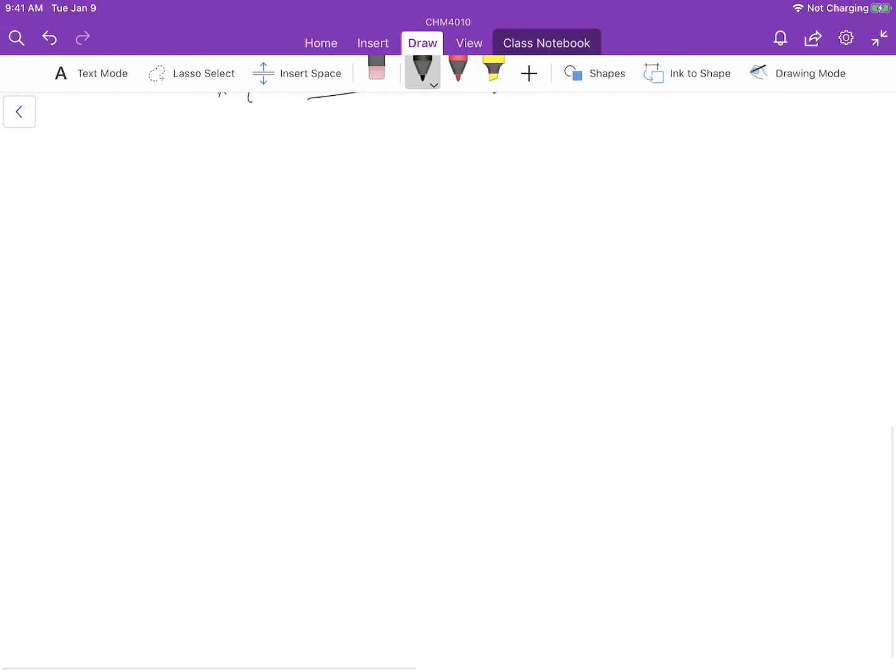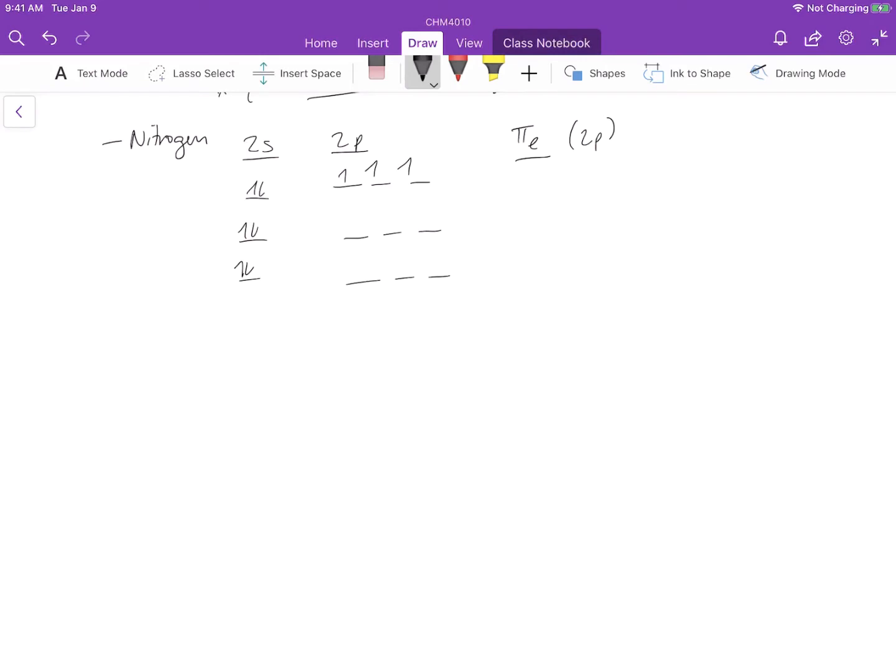So if we go back to our nitrogen example, we draw out our possible configurations. The pi exchange for the 2p's. In the top case we have 3K. In the next one we have 1K. And in the last one we also have 1K. And the reason for that is that this one is spin down.